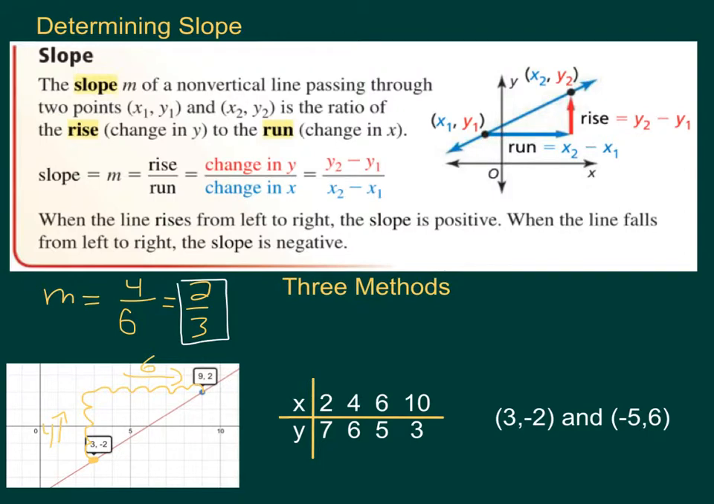But that's what your slope would be. 2/3 is the slope of that line. Now, let's say we didn't have a graph, we just had a table of values. Well, let's go back to when we originally looked at whether a table showed a linear relationship or not.